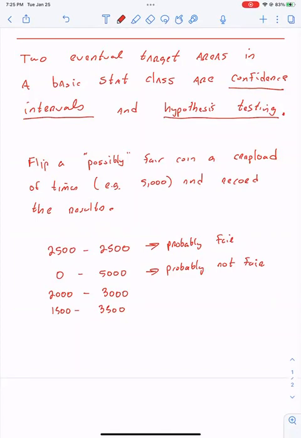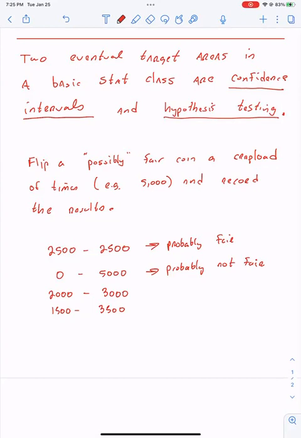Let's test this. I have a hypothesis. My hypothesis is that the coin is fair. Your hypothesis is that the coin is not fair. Let's test it. Let's flip it 5,000 times. Let's get our results and let's use the results to test one hypothesis versus the other and come to some kind of conclusion.